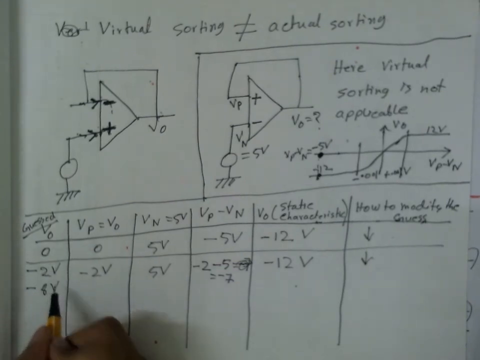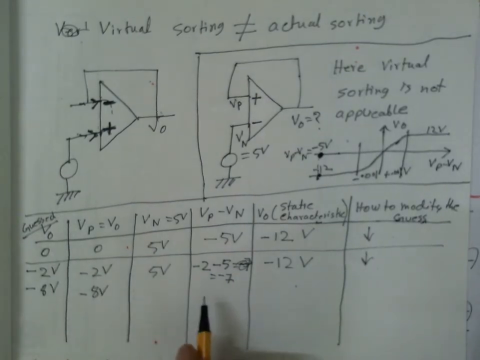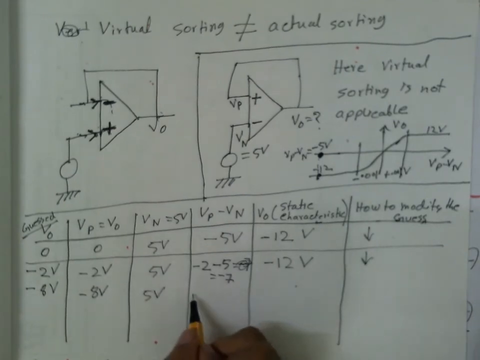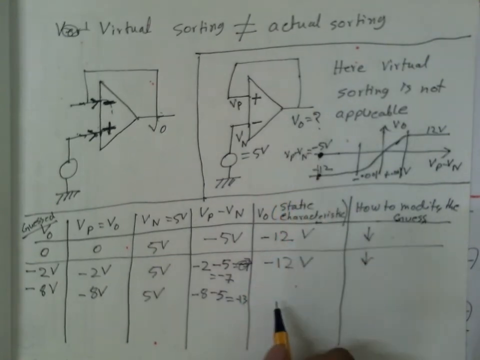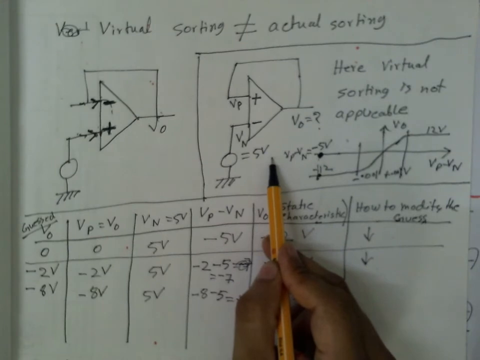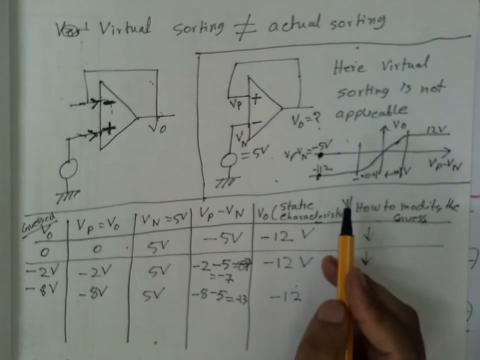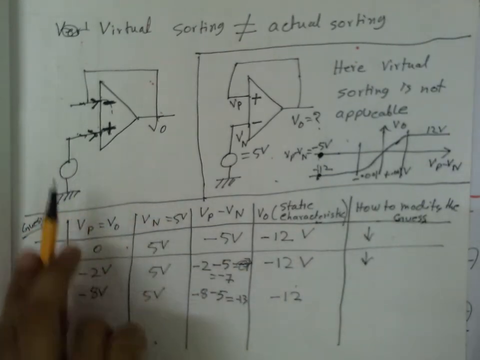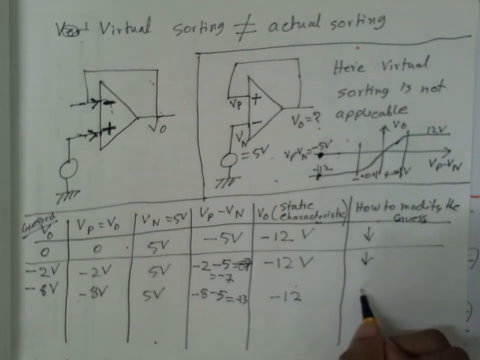Okay, let's lower it to minus 8. I'm taking a large step here. So let's guess, just a guess, that this is minus 8, then this is also minus 8, this is always 5, and then this is minus 8 minus 5, equal to minus 13. At minus 13, which is somewhere towards the extreme left, we should again get a value of minus 12. Okay, so what will happen? We have to reduce our guess further.